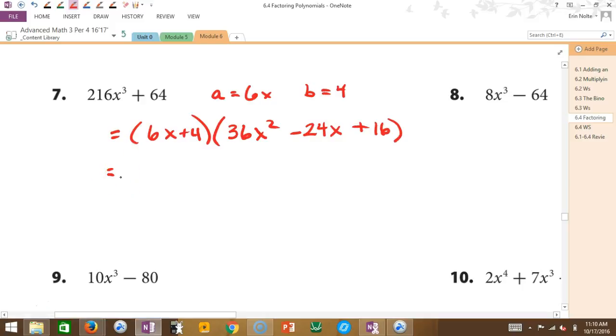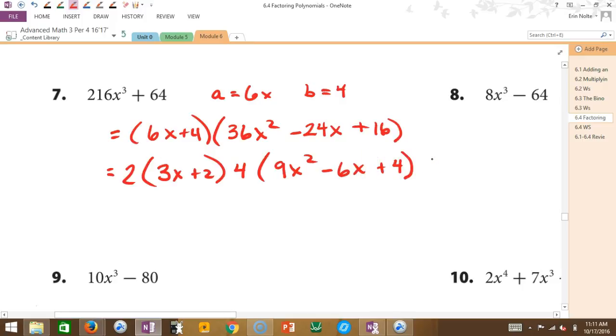Let's start with the linear quantity. What's the greatest common factor of 6x minus 4? 2. So I would pull this 2, and what's left over? 3x plus 2. Now can I pull a greatest common factor out of that quadratic piece? 4. So if I pull a 4, 36x squared is going to change into 9x squared minus 6x plus 4.